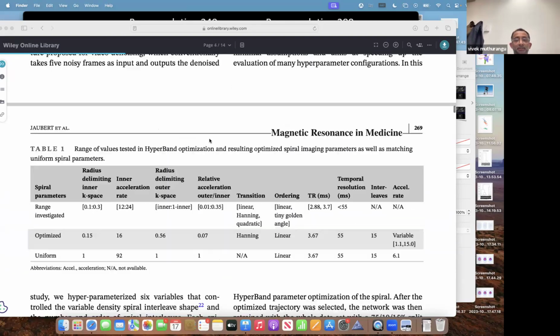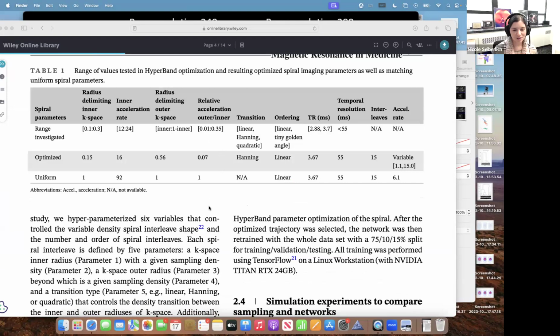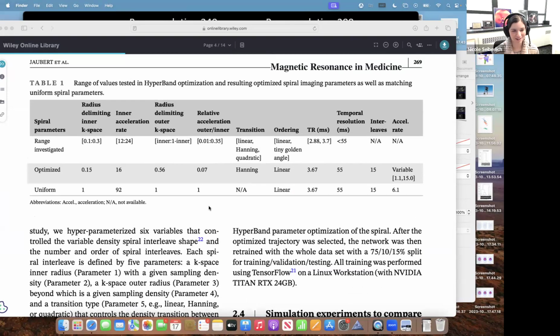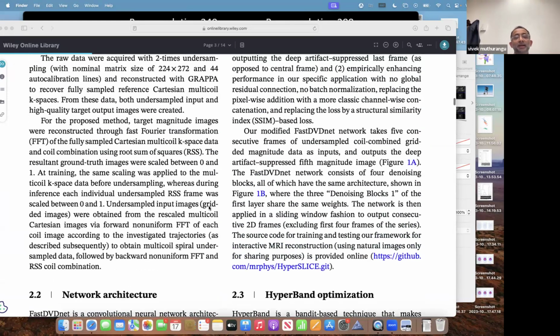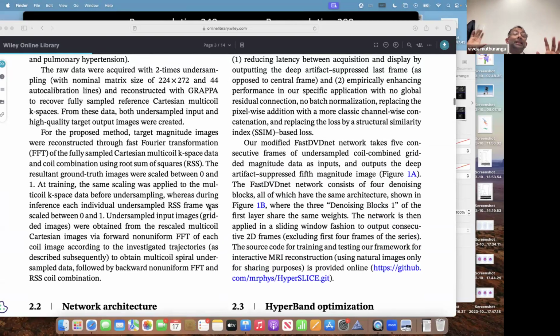Yeah, so let me just go to that. I don't expect you to necessarily have it off the top of your head. I think the maximum we allowed was 3.8 milliseconds. Okay, so it's pretty short.